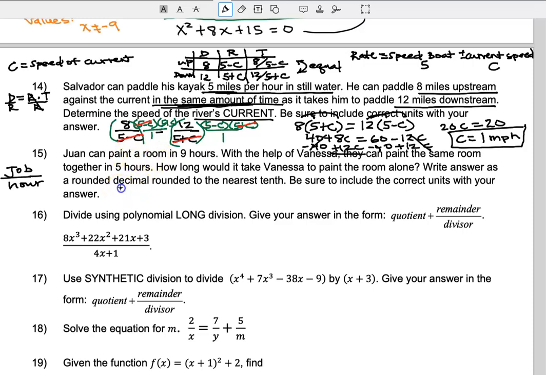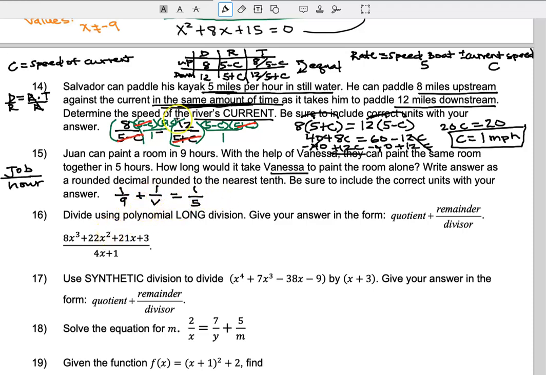On this one, he can paint a room. That's the job, so we can do one job in 9 hours. Now, I don't know what Vanessa's is. That's what I'm trying to find. How long is it going to take Vanessa alone? So I'm going to write this as 1 over V, because I don't know how long it's going to take her. And then it always has to equal the time together that they can do it. So together they can do the one job in 5 hours if they're working together.